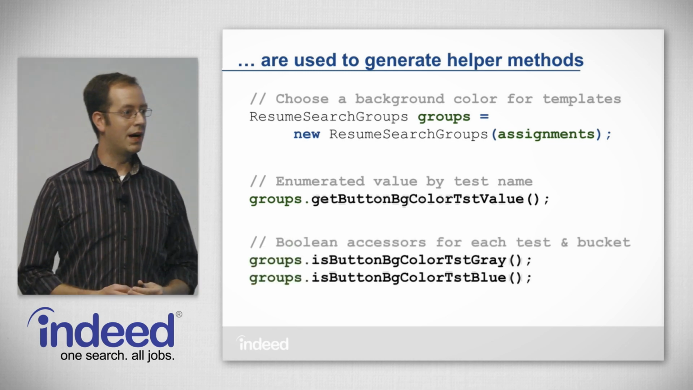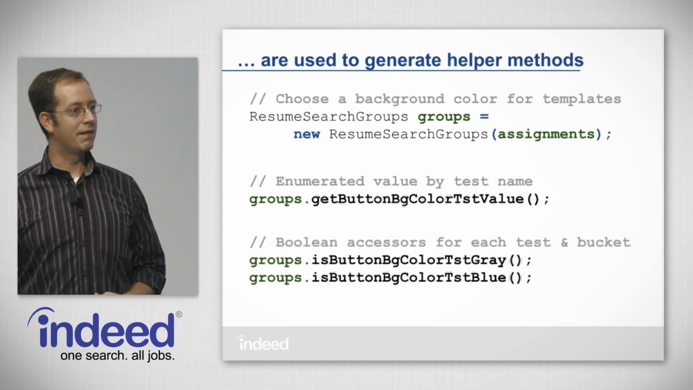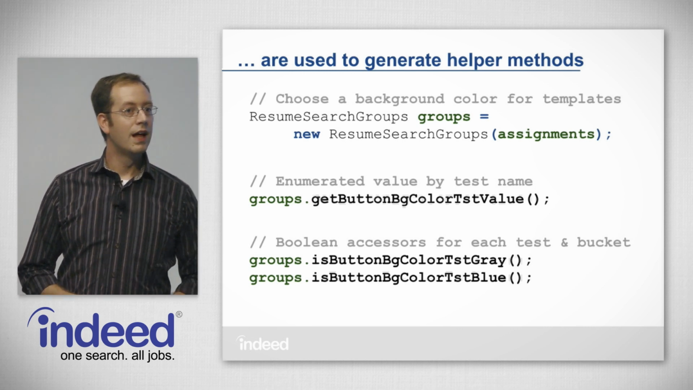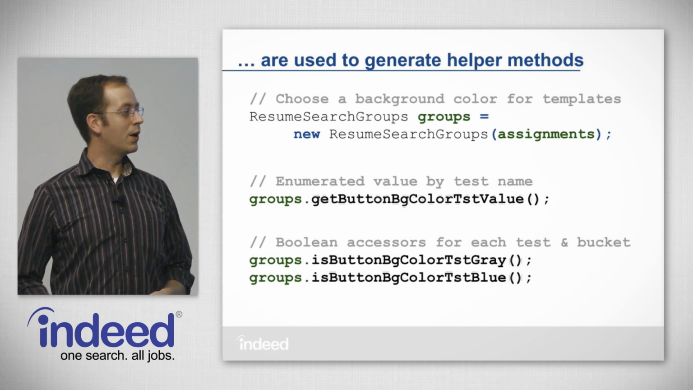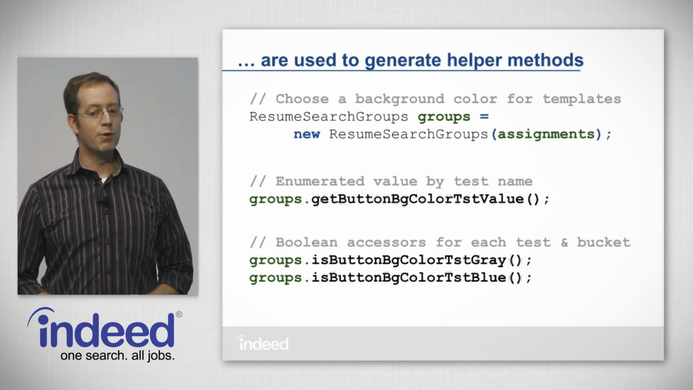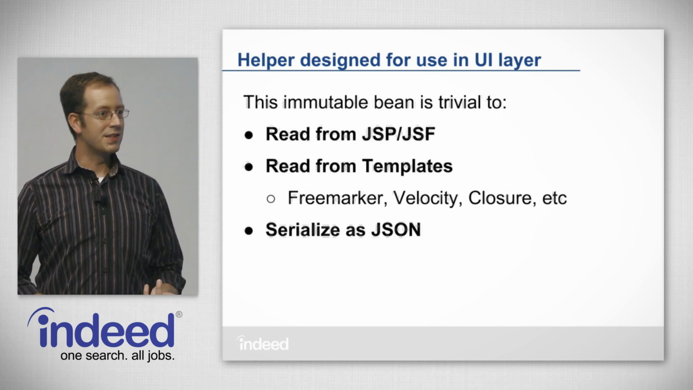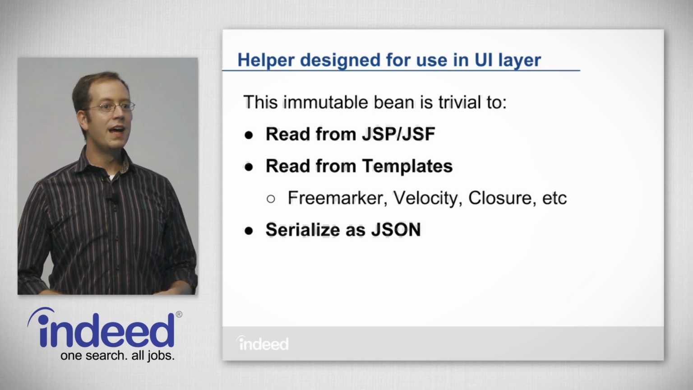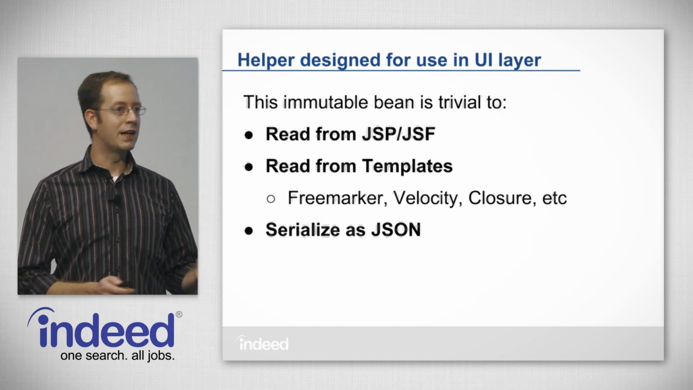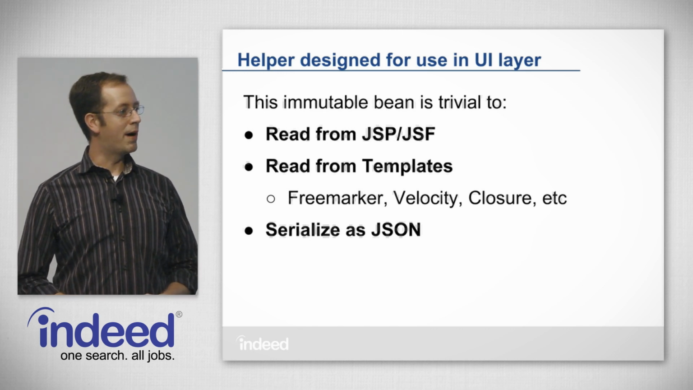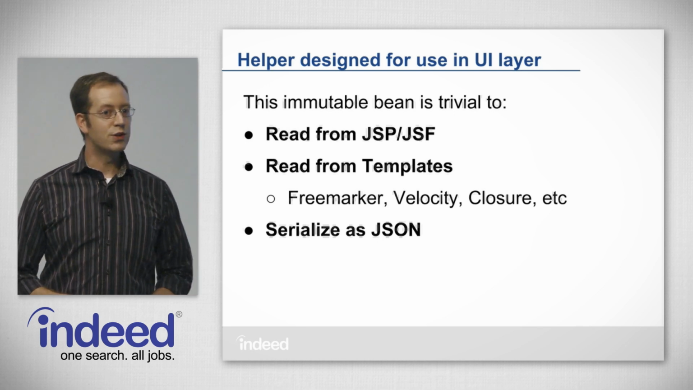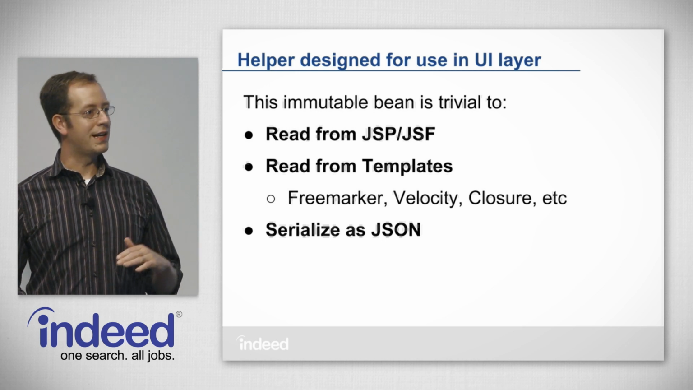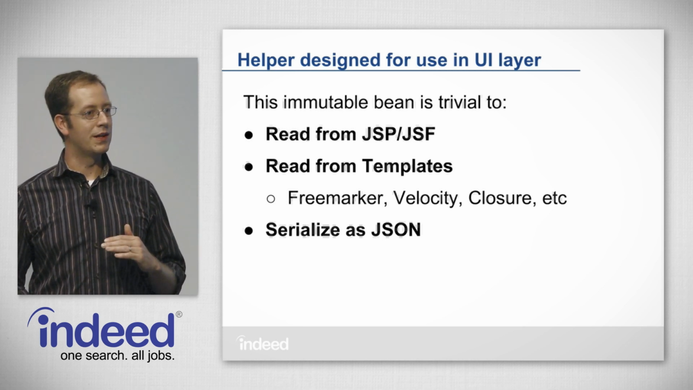There are additional helper methods that are just a Boolean for every bucket. Am I in the gray bucket? Am I in the blue bucket? This is obviously going to lead to much more clean code inside of Java. This is also very helpful for when you're writing front-end code. Because this is a Java bean, it is trivially easy to read this from Java server pages, Java server faces. If you use a templating technology like FreeMarker, Velocity, Closure, you can plug this straight into the data model. It can read the information out. It is trivial to serialize this as JSON, so you can pass it off to your front end. Every layer of your application now has immediate and simple access to your assignments.